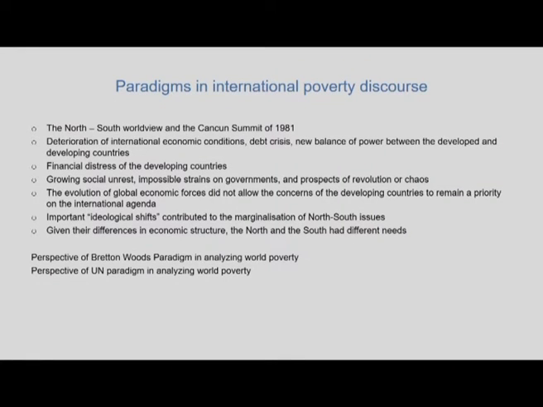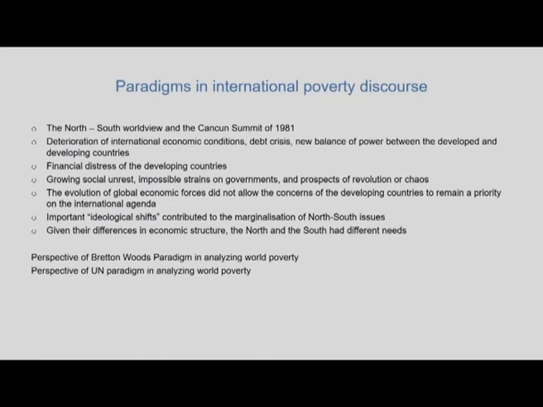as a serious problem. And the UN paradigm does not look at poverty as something which is afflicting only the developing countries of the world, but also the developed countries. There are pockets of poverty within the developed countries as well, and that is also the focus of the UN paradigm.